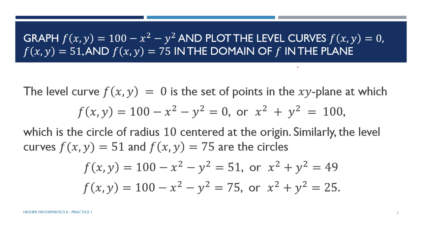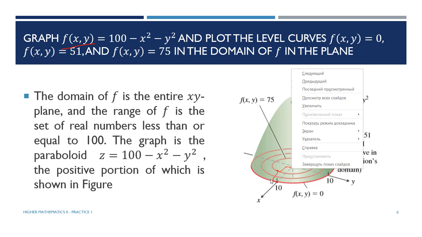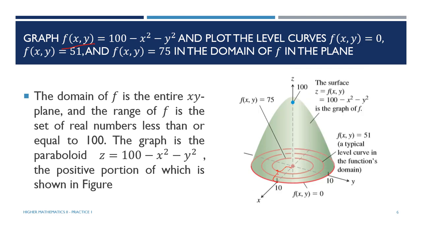And the level curve f of xy equals to 0 is set of points in the xy plane at which f of xy, which is 100 minus x squared minus y squared, equals to 0. Which gives us, if we take these 2 numbers to that part, we'll get x squared plus y squared equals to 100, which is the circle of radius 10 centered at the origin, which is this one. It has radius 10. The distance from here till there, the radius 10. So this big circle.